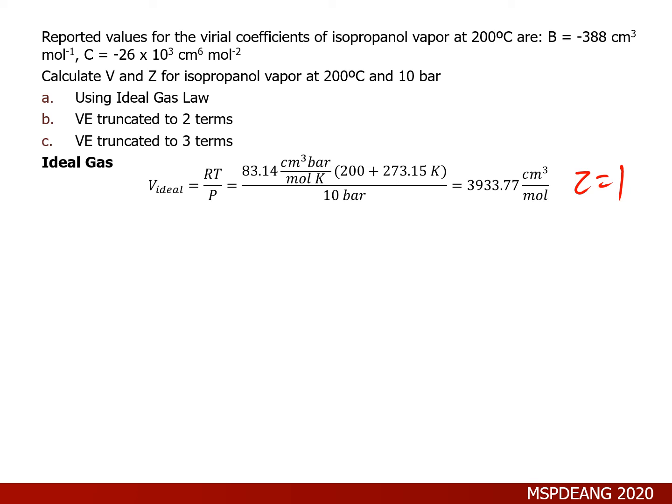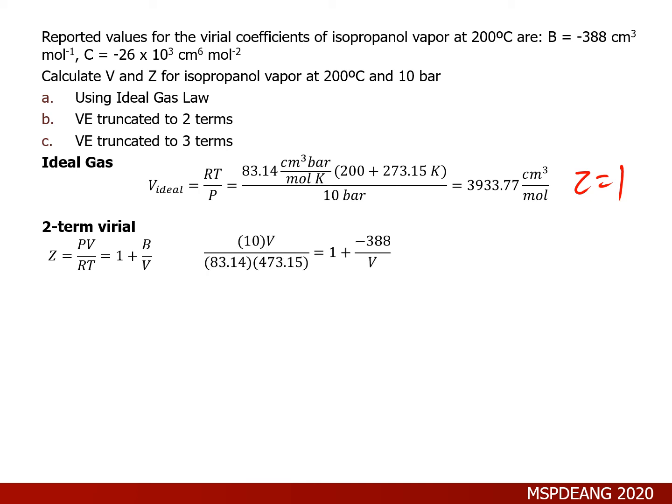Next, we have the two-term virial EOS. For the two-term virial EOS, we have Z equal to PV over RT, which is equal to 1 plus B over V. Let's substitute some values, but be careful with this: your units have to be consistent. What I always do is the volume should be in cm cube, the pressure should be in bar, the temperature in Kelvin, and of course we are using gram mole. With this, this is our two-term virial EOS.